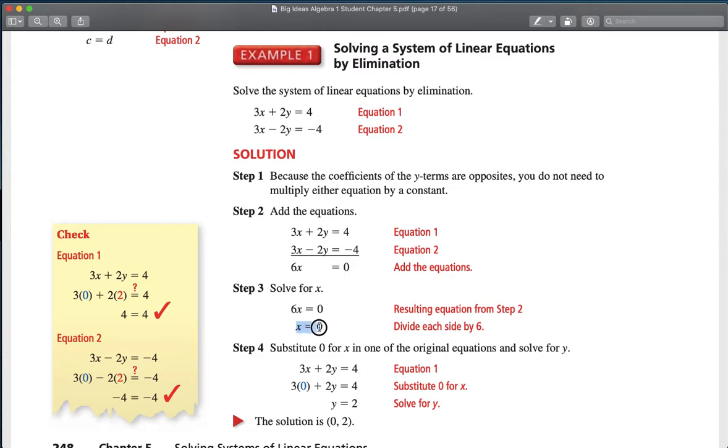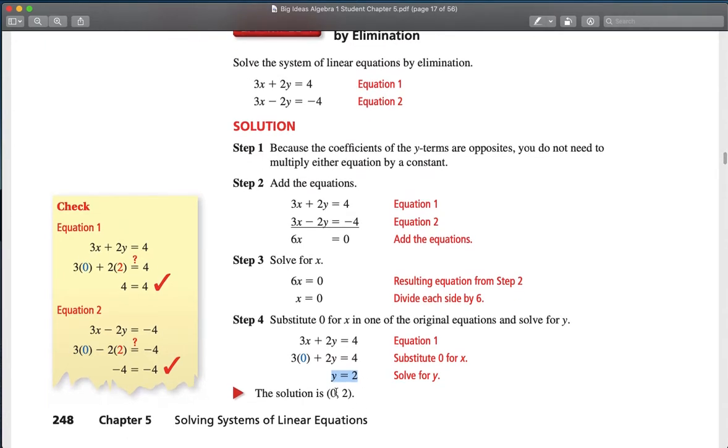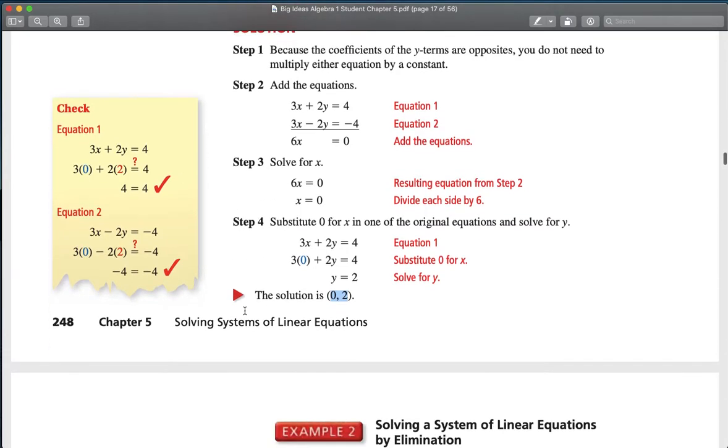So now that we have our x and we have our y values, now we have an ordered pair. Remember that an ordered pair is the solution to a system of linear equations. So the solution is (0, 2). And of course, you can check your work by plugging the x and the y value back in.